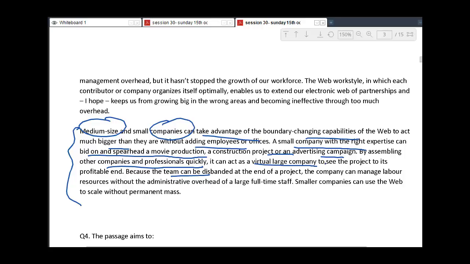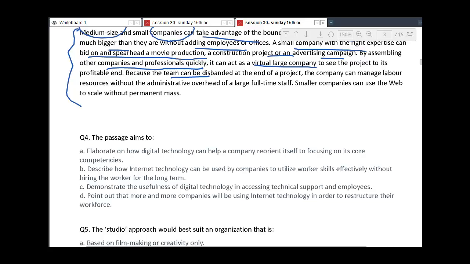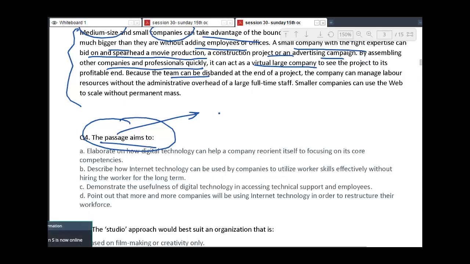Let me go to the first question. Now, when I look at the first question, people, I know that this question demands the understanding of the entire passage. Why? Because it says the passage aims to. That means the answer is not given anywhere in the passage. You have to basically understand the passage completely. And only after understanding would you be able to mark the answer. Correct? So it demands what? Complete. Yes, it is a central idea kind of question. So which one do you think is the best?